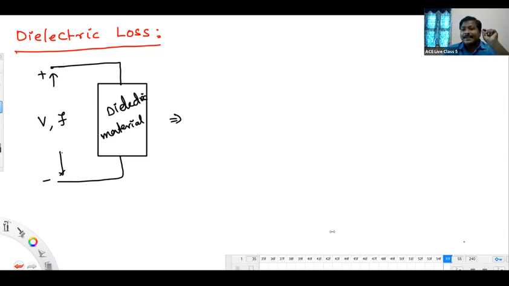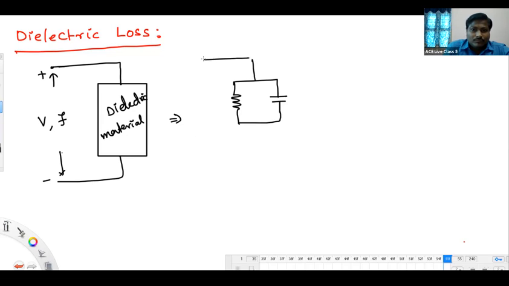It will be represented as an RC circuit. Particularly, I will show some resistance and capacitance in parallel. Right? So we'll be showing that as an RC parallel circuit, in fact. Plus minus voltage V, and this is a resistance, and this is a capacitance. Like this. And this is a current I, you can say.